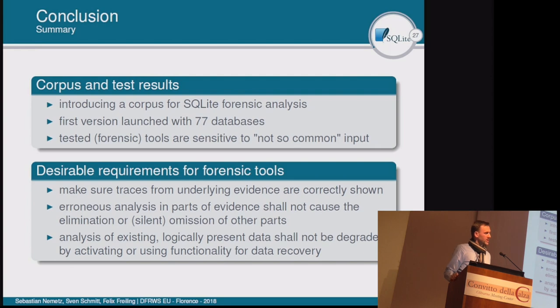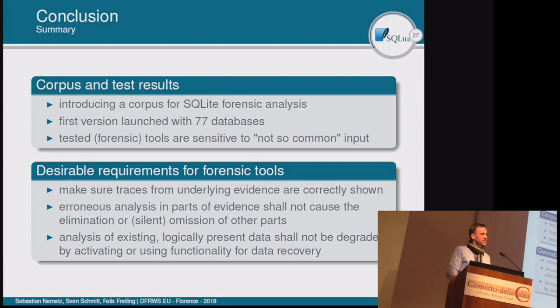From our test results, we basically derive three requirements that would be nice to have, at least for forensic tools. The first one is: make sure that traces from underlying evidence are correctly shown. We discovered errors and wrong conversions when presenting results to the user, be it on the GUI or be it written to another file or included in a report. So especially with integer values, with floats, with Unicode characters, there have been many problems.